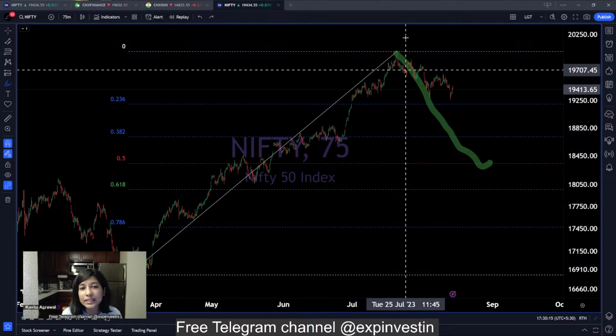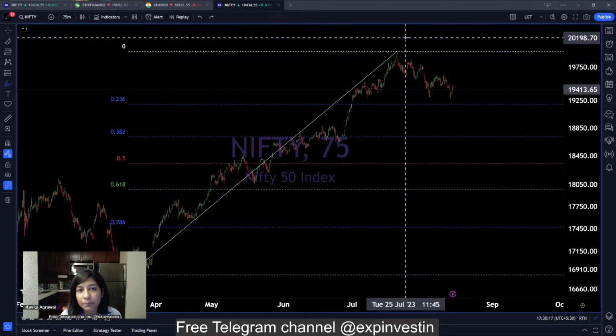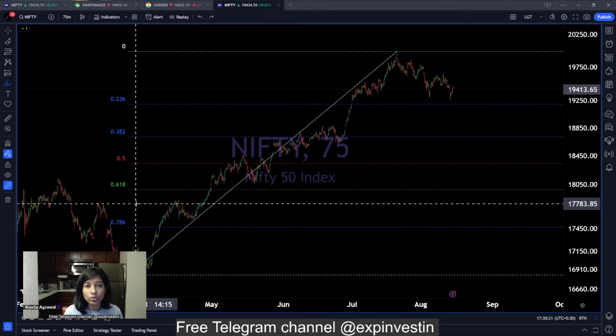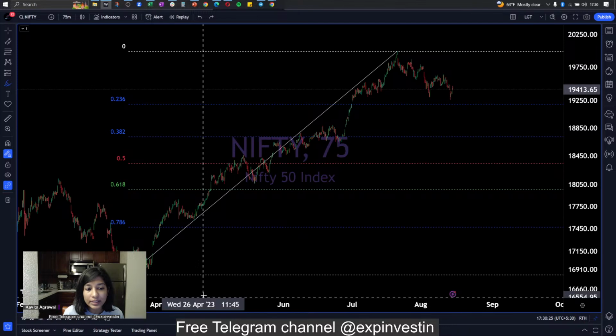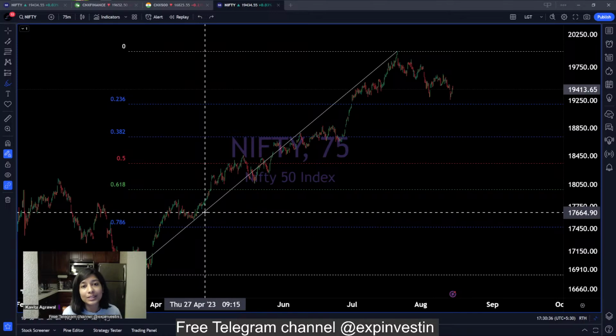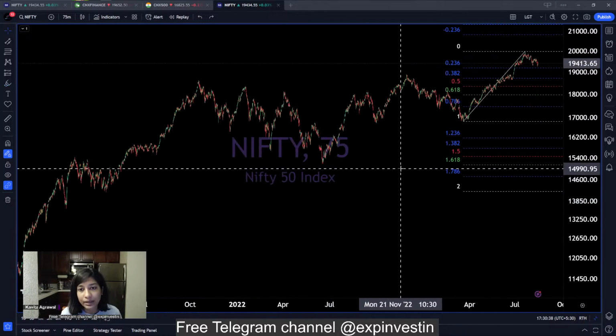Why is 50% significant? Why is 61.8% significant? Or rather, why are these seven ratios that are marked, including 0 and 100%, significant? Because these are basically multiples or fractions of the golden ratio, which is 61.8%.